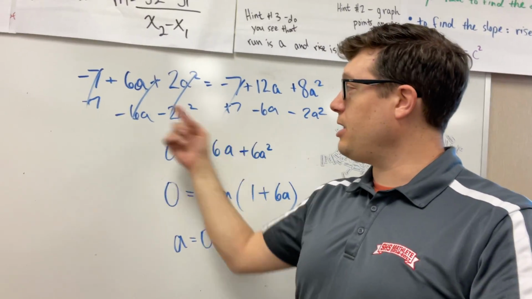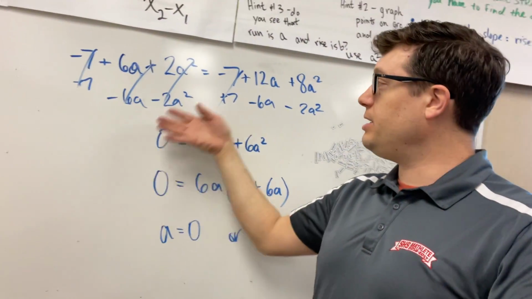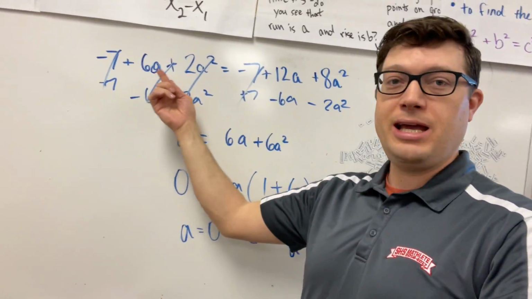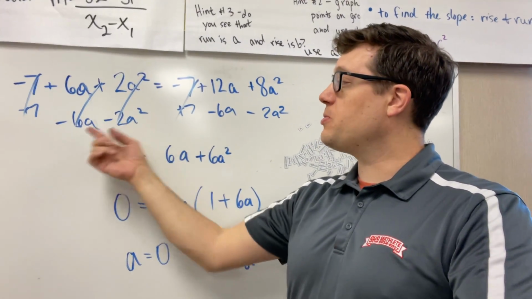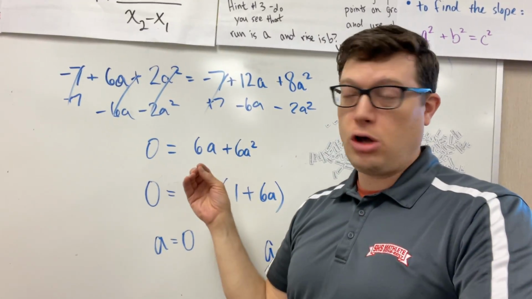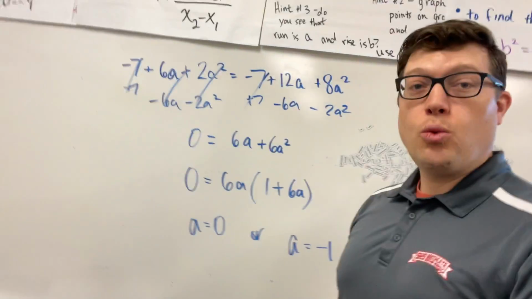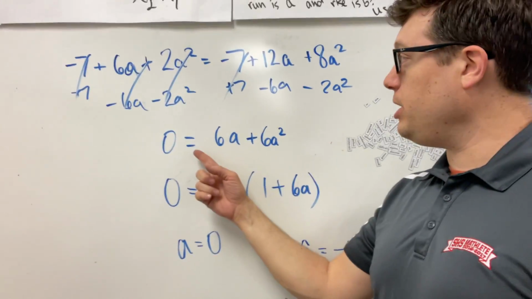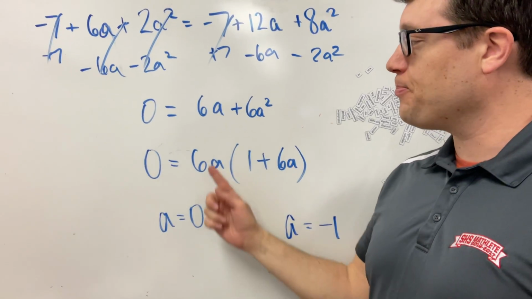In doing that, I have a -7 on both sides, so cancel the -7. Bring everything down and realize that there's a 6a, because that was the remainder from that other question, and the plus 2a squared, well, that's on both sides. So we're going to combine, simplify, and solve it. Eventually, I want to get a 0 over here. So by working my way through the problem, 0 equals what's left, which is 6a plus 6a squared.